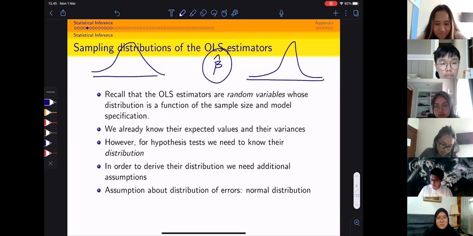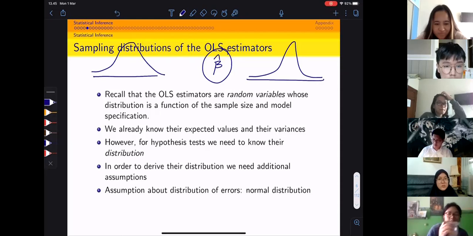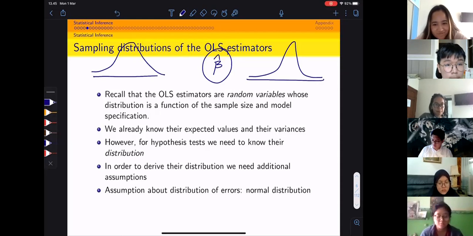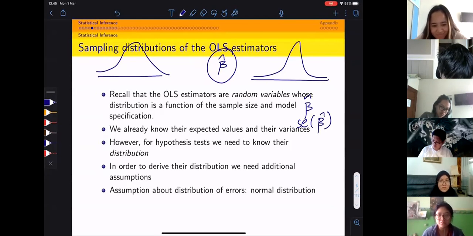Now, we already know their expected values and their variances. However, for the hypothesis test, we need to know their distribution. And so we now know beta hats. We also know the standard error of beta hat. Those are the two statistics that we can estimate from the sample.